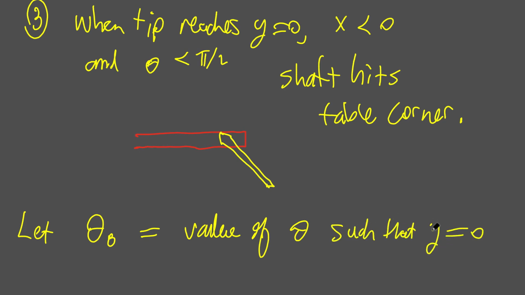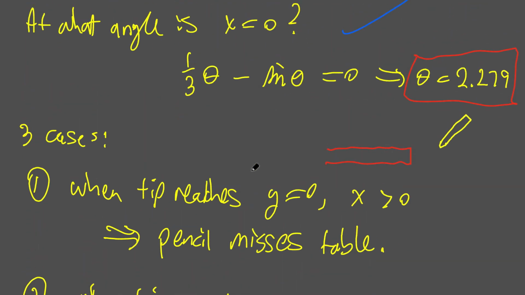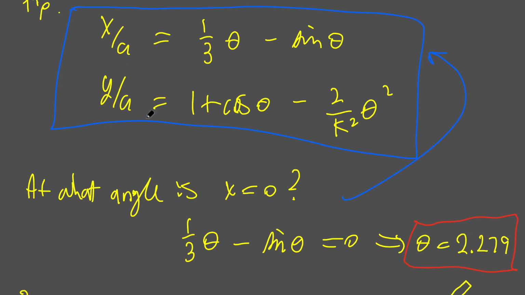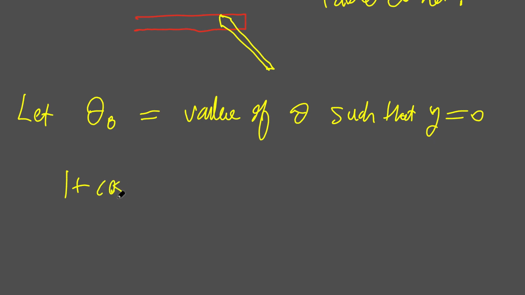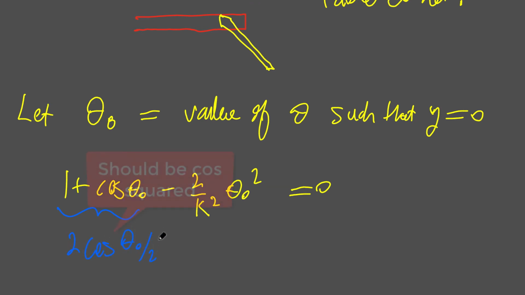y equals 0. So in other words, if we go back to our y equation for the tip, if we set y equal to 0 here, we have the equation 1 plus cosine of theta naught minus 2 over k squared times theta naught squared equals 0. So this is the equation satisfied by theta naught, the value of theta when y is equal to 0 for the tip. Now this equation we can write in a little bit simpler form by using the trig identity that says 1 plus cosine theta naught is equal to 2 times the cosine of the half angle. So that would be theta naught over 2.